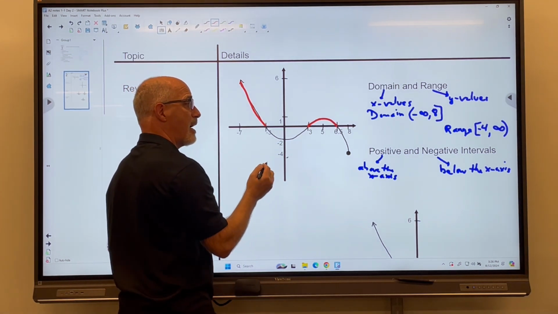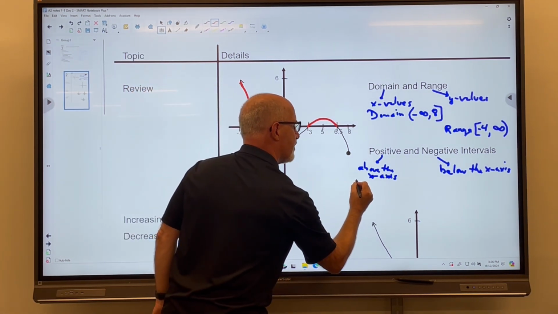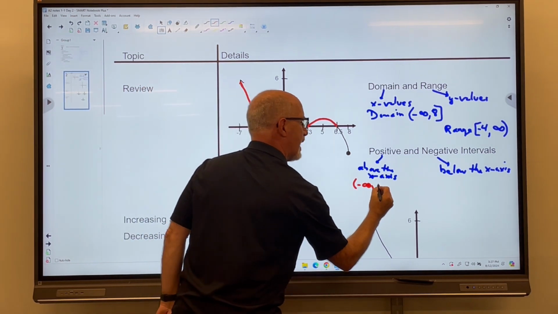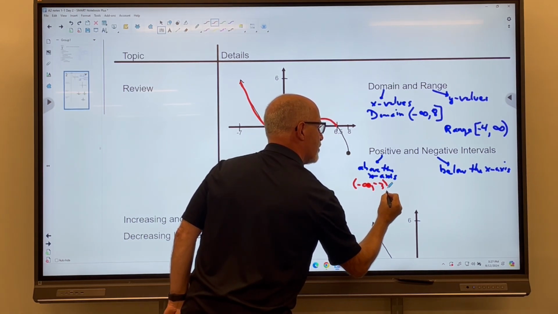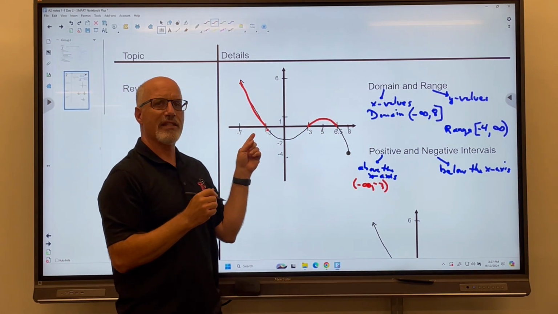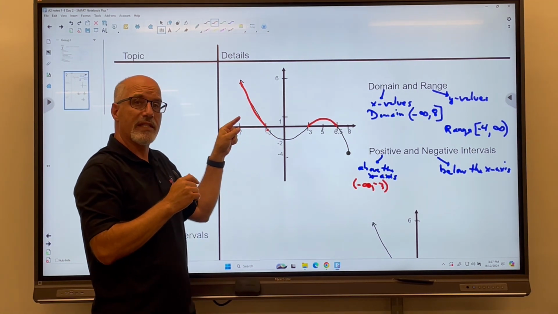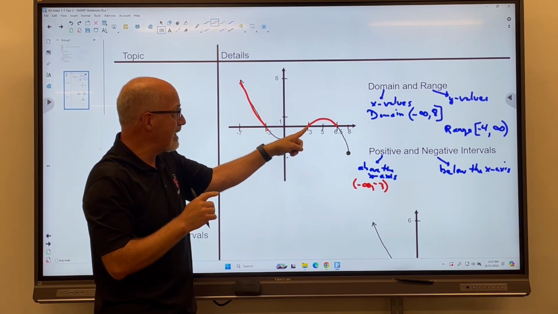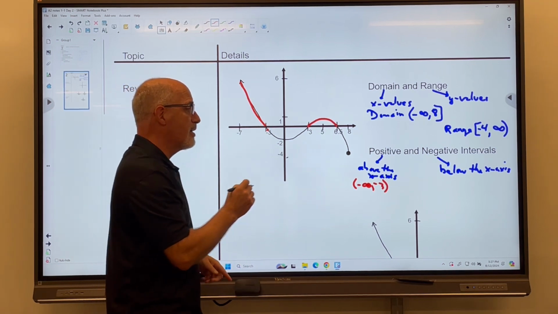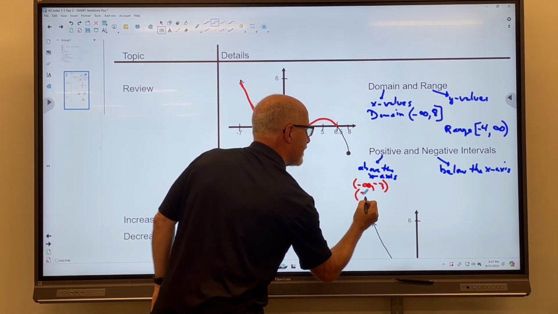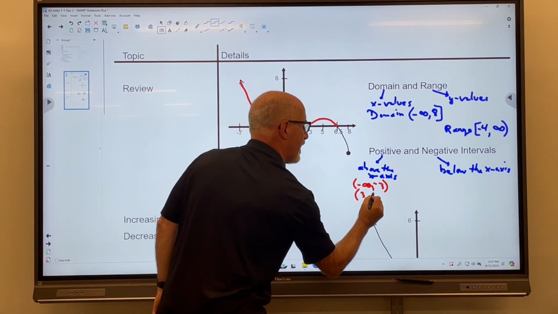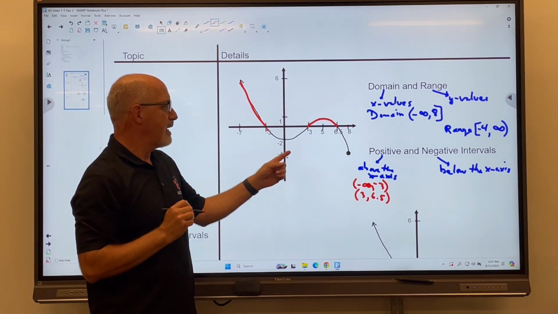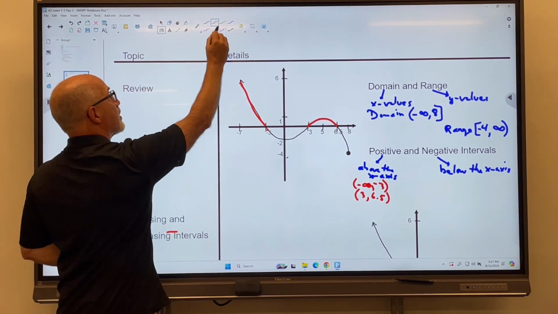So when I look at my positive intervals, I go from -infinity and I go to -3, but I don't include -3 because it's not positive there, it's 0. So when it's the intercept, -3 is an intercept, you have a 0. This next one is also an intercept, 3. So I'm going to go from 3, and then I go to 6.5 and I stop, and again, don't include either one of those.